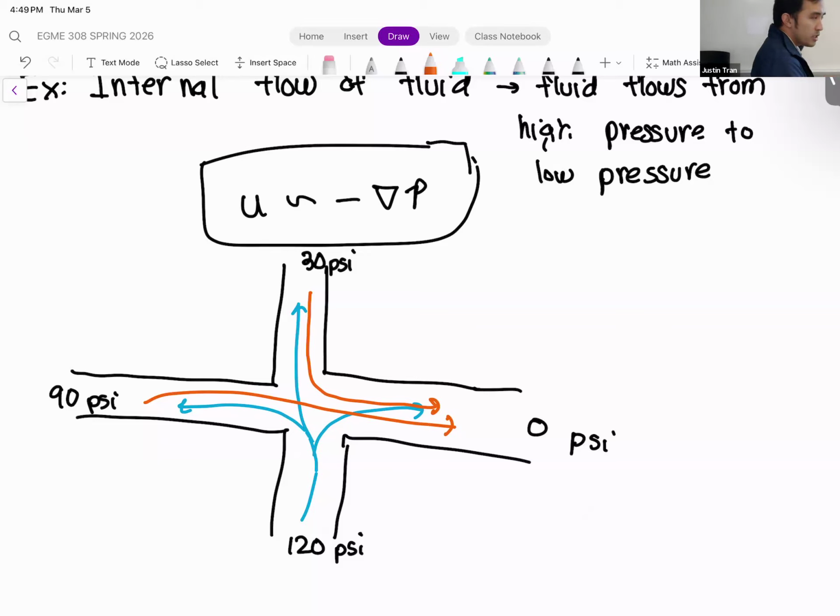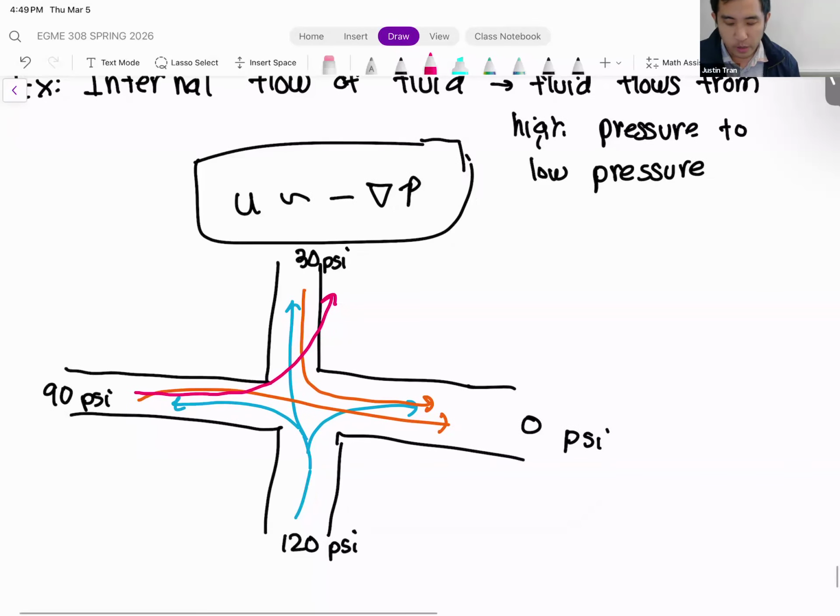Now for the other two, it's a little bit interesting. You may see this and think, okay, 90 is greater than 30, and so you might have flow coming that way. And then 30 is also greater than 0, so flow should be going that way as well. But for those ones it's a little more complicated, because the flow from the 120 PSI is also going to be pushing the fluid back that way to here. You might have some recirculating flow, flow that's stagnating, or some turbulent flow going on there, but at least you have a general sense of what's going on in this situation.